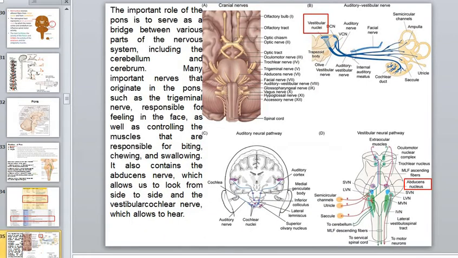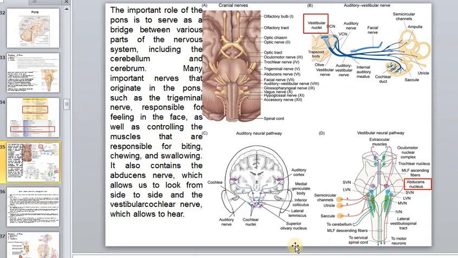A very important function involves the abducens nerve, which allows us to look from side to side. And here we see the abducens nerve. And one more, the vestibulocochlear nerve, which allows us to hear. Here we see the cochlea and cochlear nuclei.